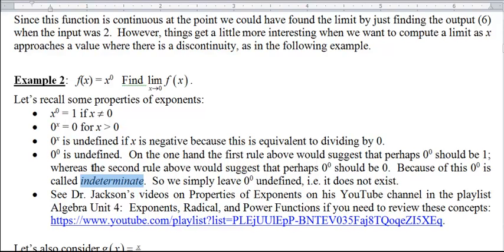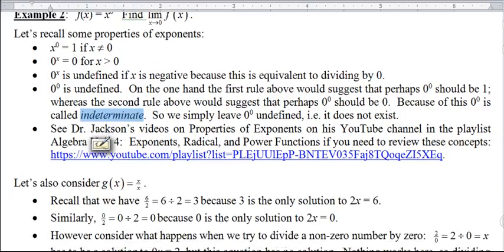Now, if you need a little bit more refresher on some of these properties of exponents and want to go through what all this stuff means with exponents from the very first principles, I direct you to some of my algebra videos. You can find this on Unit 4. You can see the first couple of videos there under exponents, radicals, and power functions. If you look at that playlist, you can see a little bit more about exponents. Might be useful to review that.